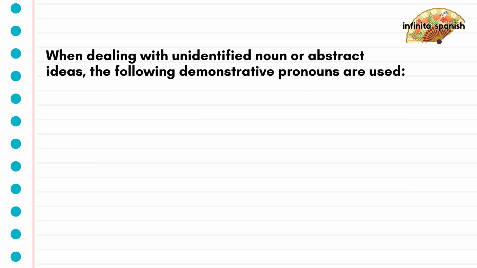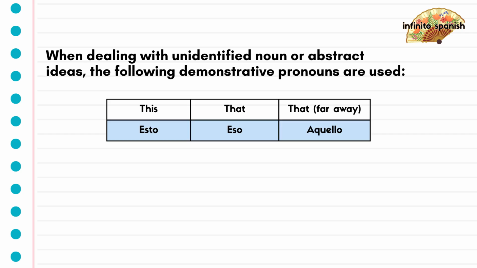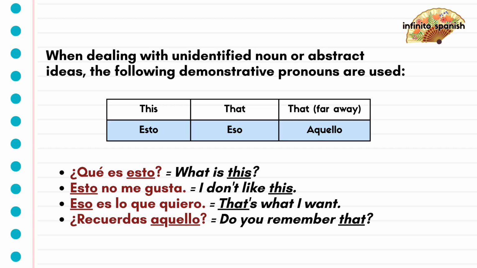When talking about unknown things or general ideas, Spanish uses the following demonstrative adjectives. Esto, this. Eso, that. Aquello, that over there. Here are a few examples. ¿Qué es esto? What is this? Esto no me gusta. I don't like this. Eso es lo que quiero. That's what I want. ¿Recuerdas aquello? Do you remember that?